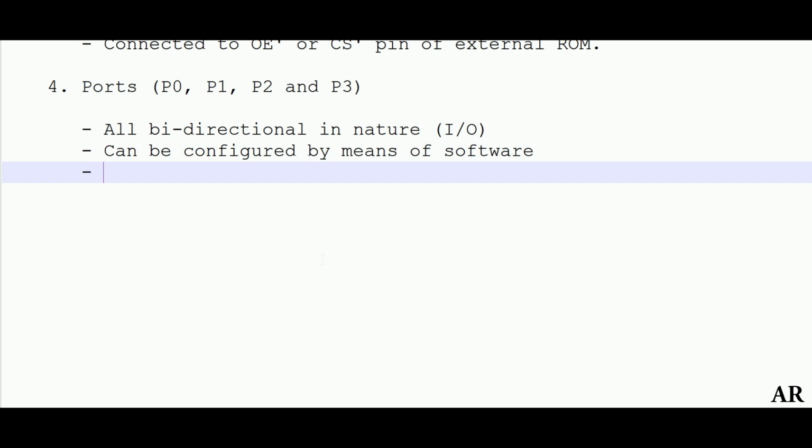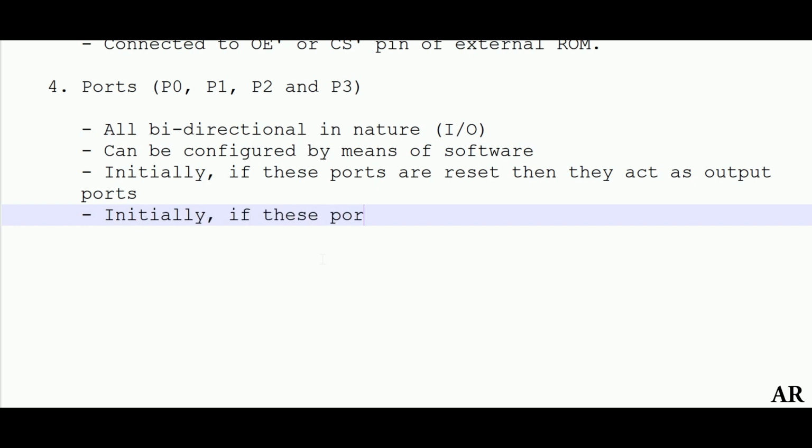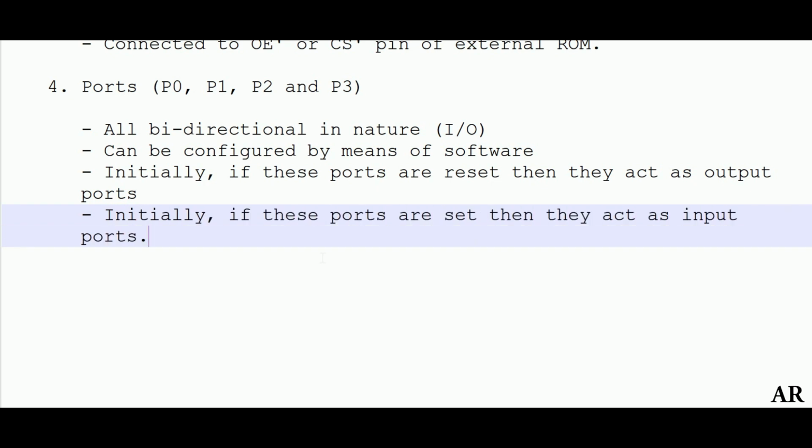Then the next point is that initially, whenever your 8051 microcontroller is powered on, if these ports are reset, then they act as output ports. Whenever your microcontroller is powered on and an inbuilt program is loaded which makes these ports reset, they will act as output ports. And if these ports are set by an internal program, then they will be made input ports. So that is the configuration of your parallel ports P0, P1, P2 and P3.